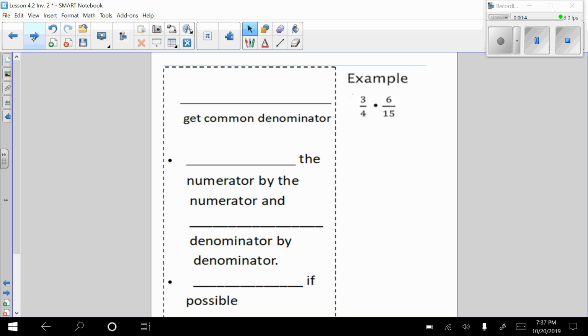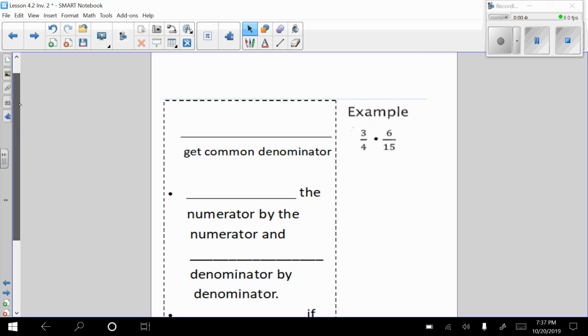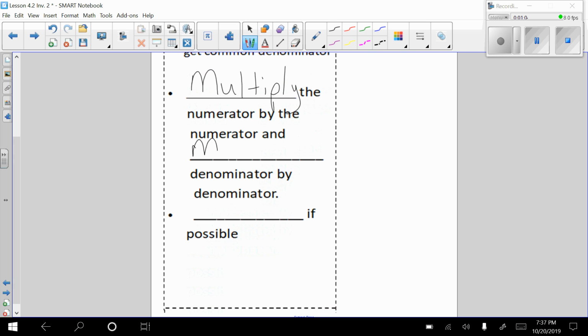The key for multiplying is the first thing is you do not find a common denominator. So we want to make sure we put "do not" at the top because you do not want to find a common denominator. What you want to do instead is multiply the numerator by the numerator and multiply the denominator by the denominator. So it's basically top times top, bottom times bottom. And then you would simplify if possible. And most likely you will be simplifying when you multiply fractions.